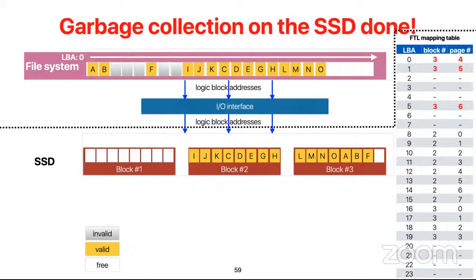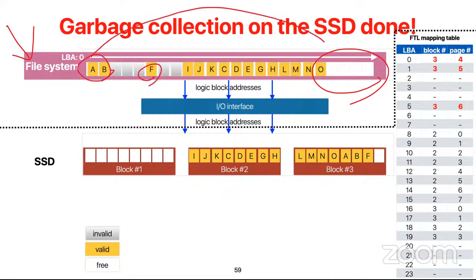On the other hand, the file system also feels that it needs some more space. So it turns out that it wants to move ABF to the end so that it can free up this space for its log. What would happen is that the file system will invalidate the logical block address of the original ABF.